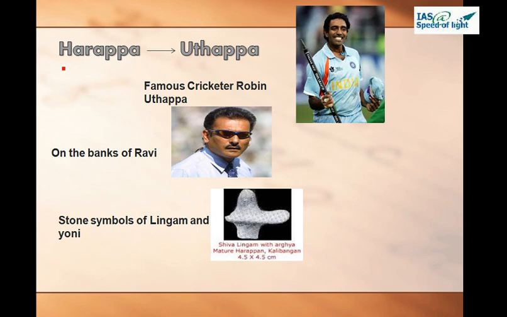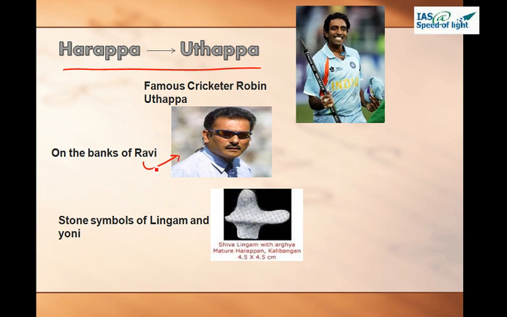So Harappa, our image is of Uthappa, Robin Uthappa, a famous Indian cricketer. So Harappa will become Uthappa for us. See the clear picture of Robin Uthappa. It is on the banks of river Ravi, and our picture for river Ravi is Ravi Shastri. We remember it from last time, isn't it?